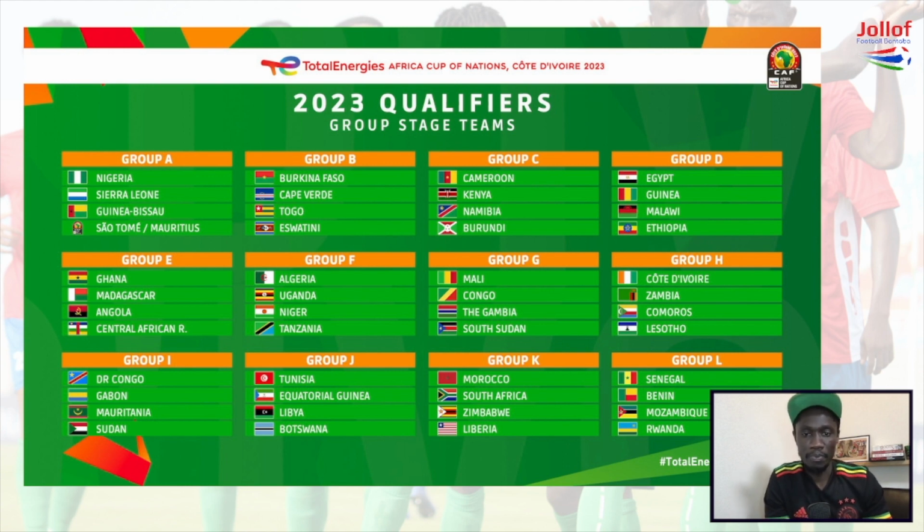And next group, group G, the Gambia group. We will look at this group more in detail. Gambia, Mali, Congo, South Sudan, and Gambia, of course.